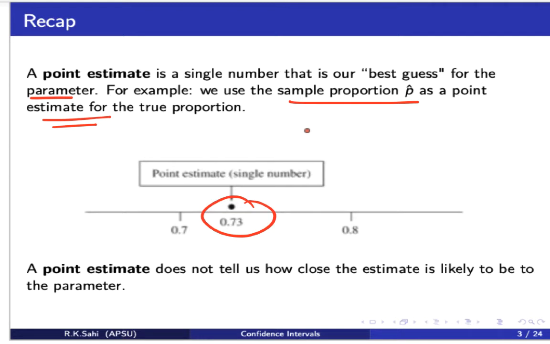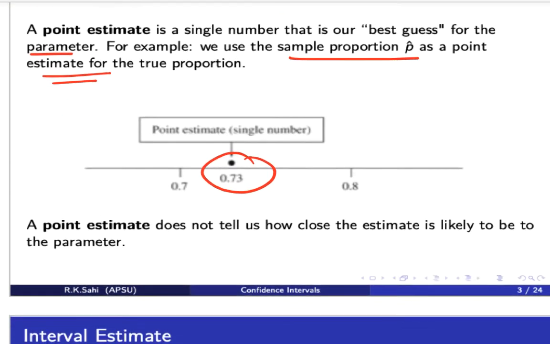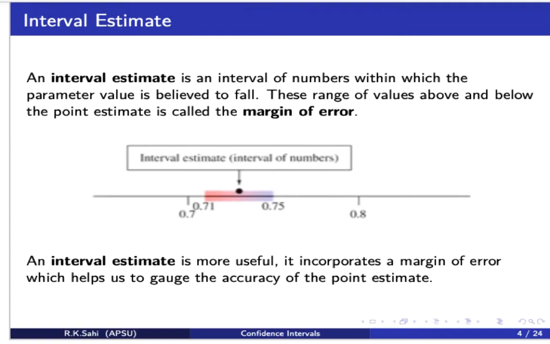Now remember, this is not a very good estimate as it only gives one single number. So in these scenarios, as we have talked many times before, an interval estimate is a good one. Over here, we are going to look at a range of values above and below the point estimate. And this range of values above and below is called the margin of error. This interval estimate is a very useful one as it helps in gauging the accuracy of the point estimate.